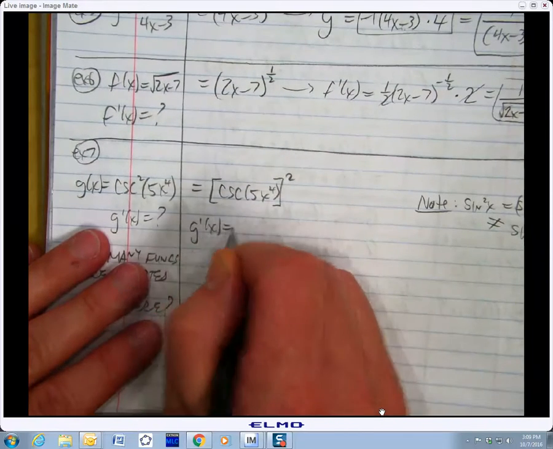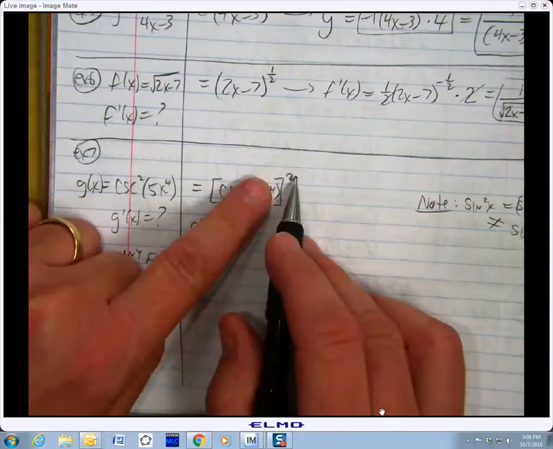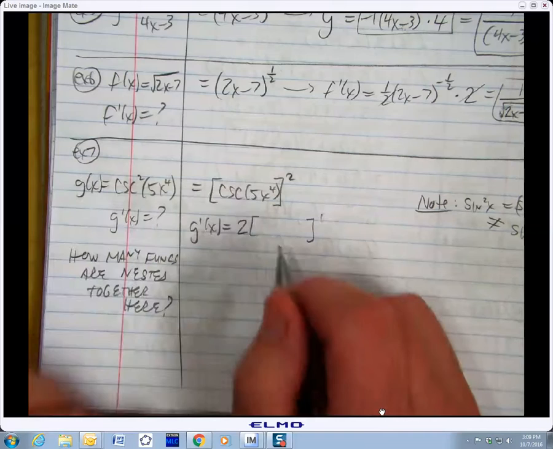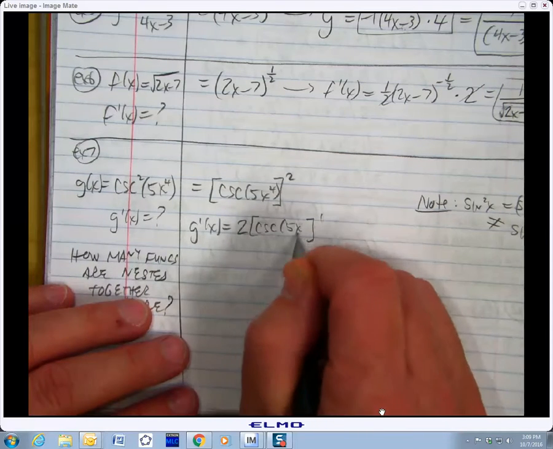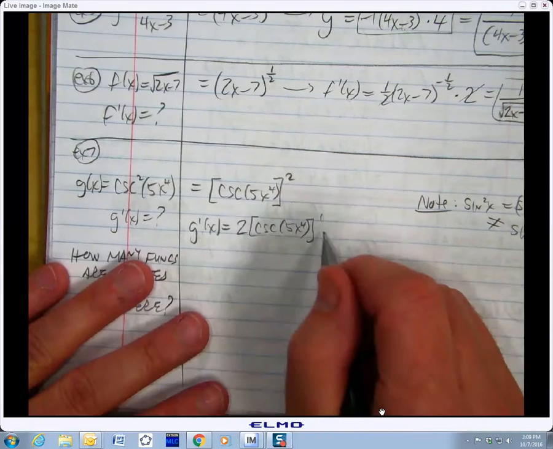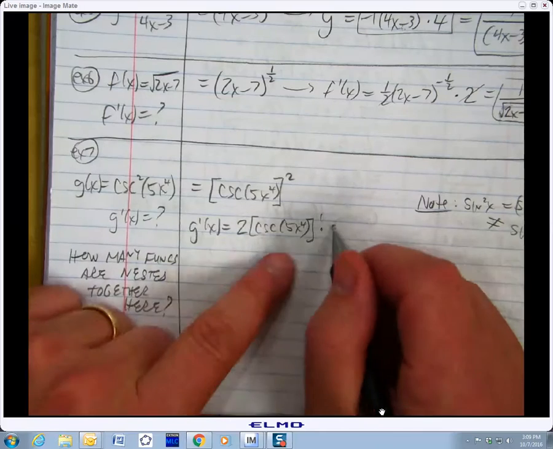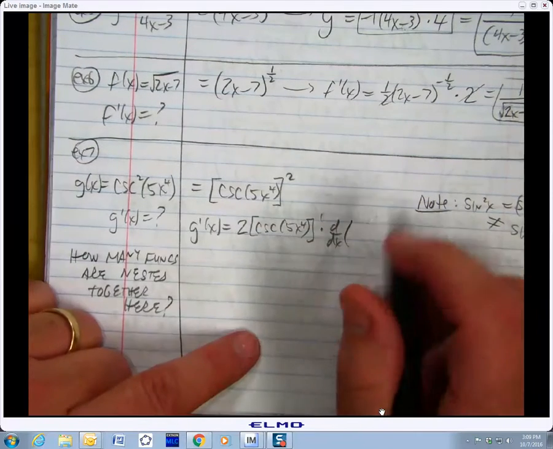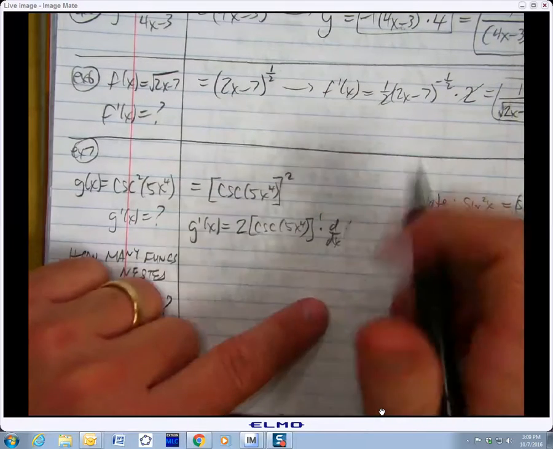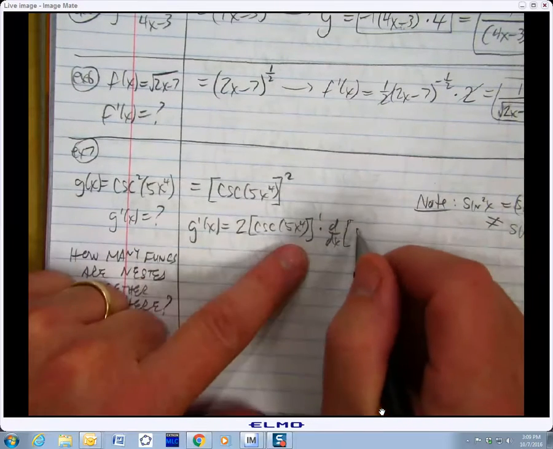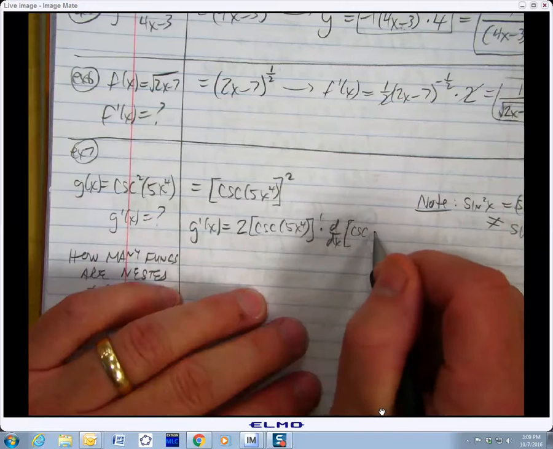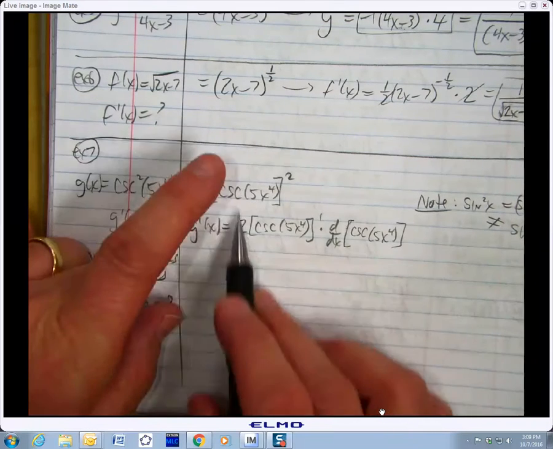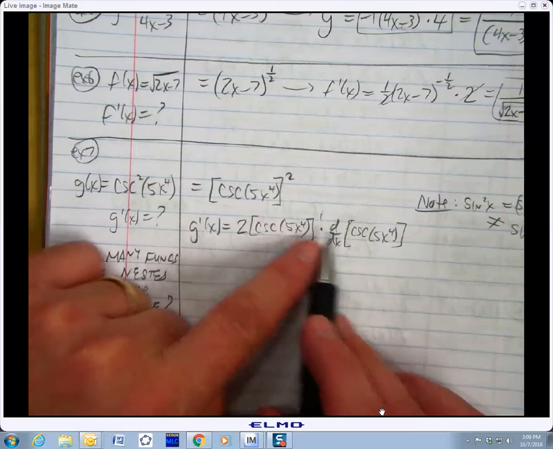So g prime of x, we're going to take our u to the 2nd. That'll become a 2u to the 1st. And we don't change the u, don't change the stuff. Times the derivative of the inside. The inside was the cosecant of 5x to the 4th. So at this point, we're just going to write that out as a derivative process that's going to happen. We're not going to actually do the derivative just yet. I want to see how this builds. So derivative of the outside at the inside times the derivative of the inside.